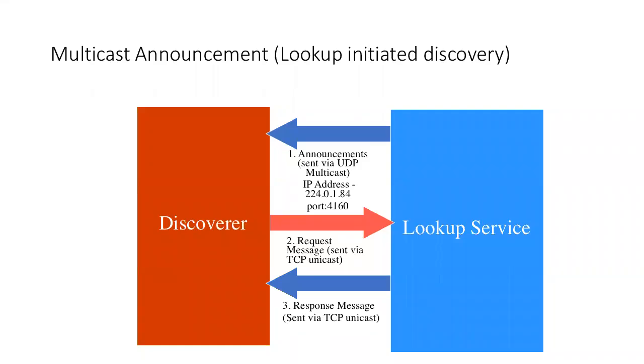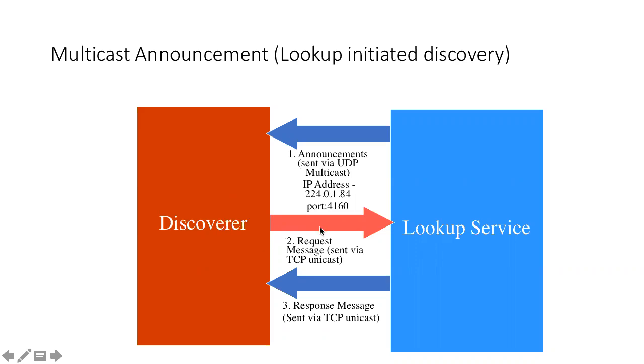So multicast announcements are sort of interesting in terms of the protocol that they use. They have a port associated with them, just like TCP/IP. They've got an IP address, just like TCP/IP, but they're sending out datagrams, UDP datagrams. Here comes a lookup server, which makes an announcement sent via UDP multicast, and port 4160 is apparently being listened to by the discoverer for this multicast address.